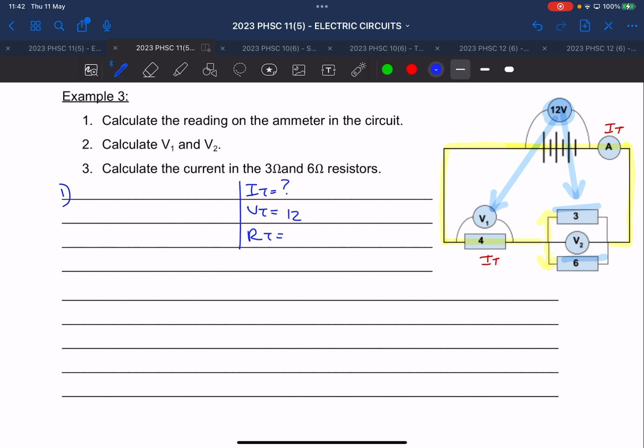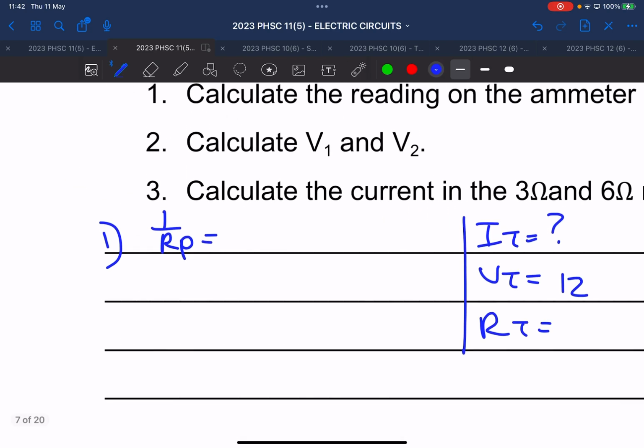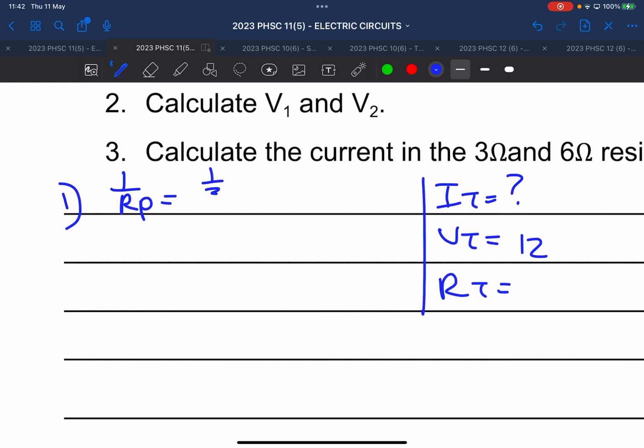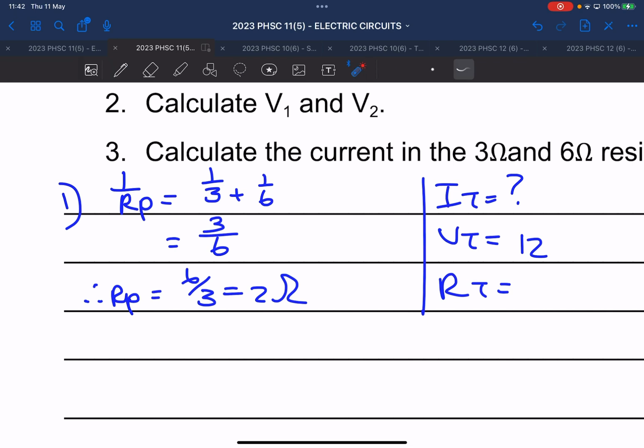Alright, so we first have to do that 1 over R parallel. I'm going to zoom in. It is 1 over 3 plus 1 over 6, and that gives you 3 over 6. If you swap them around, you get 6 over 3 and that gives you 2 ohms. How do you know you're more or less on the correct path? 2 is smaller than 3, which is the smallest one in parallel.